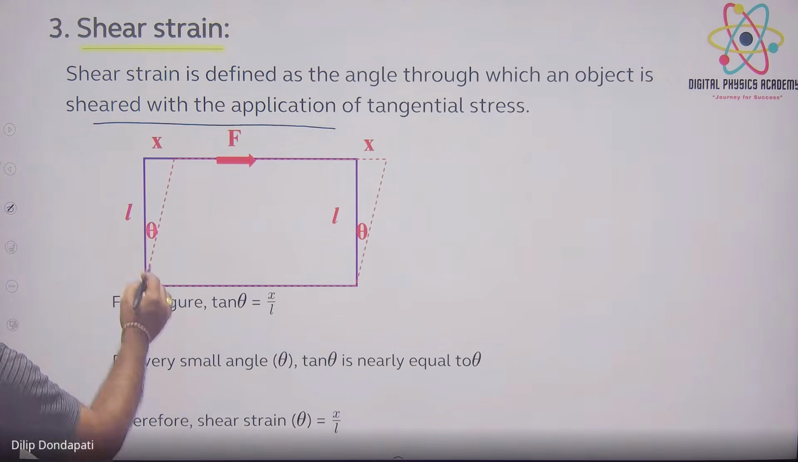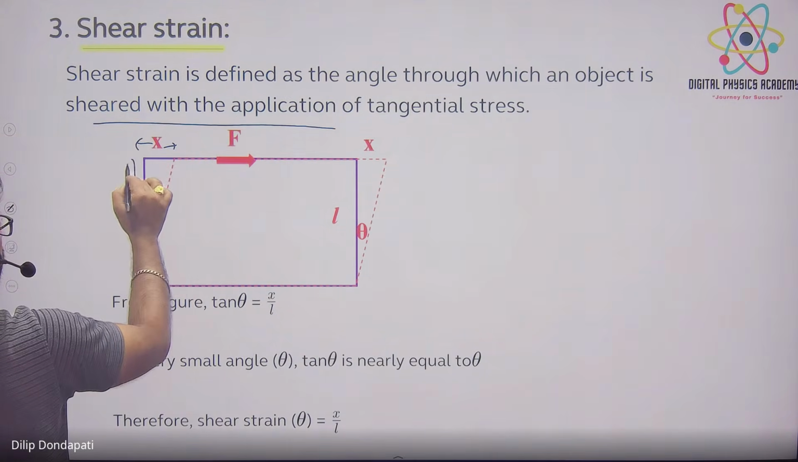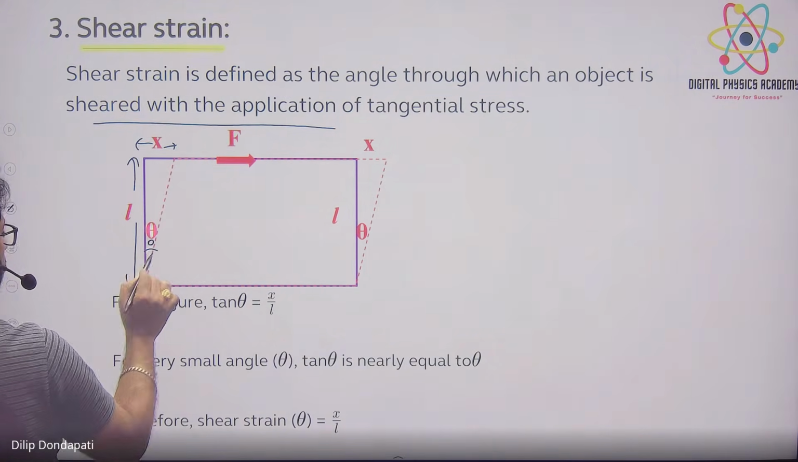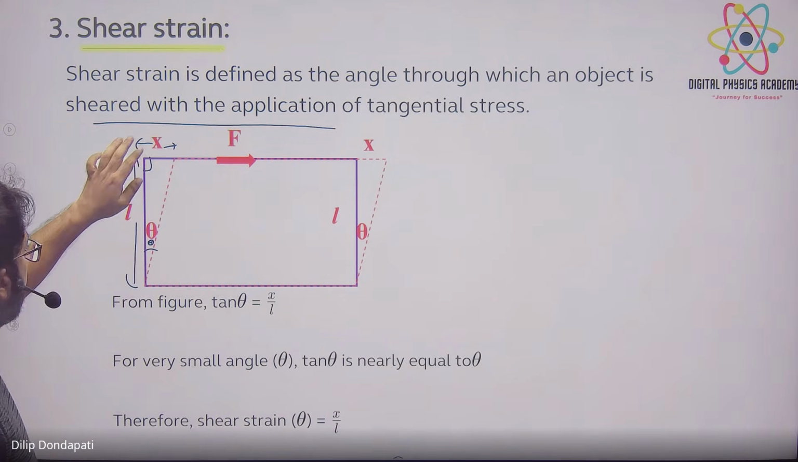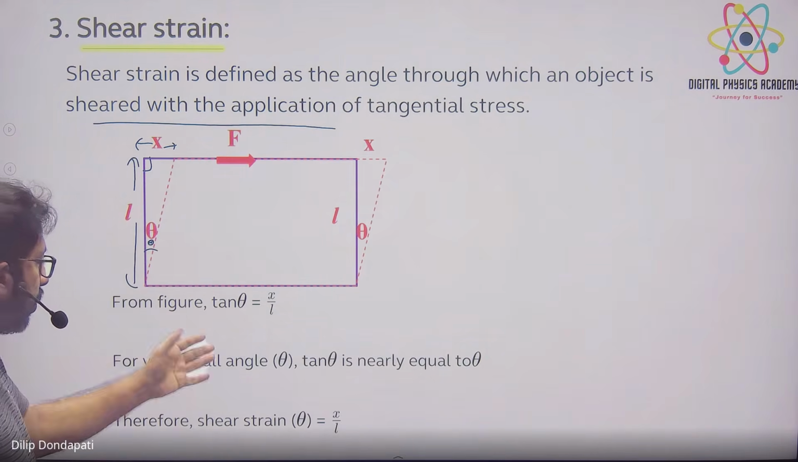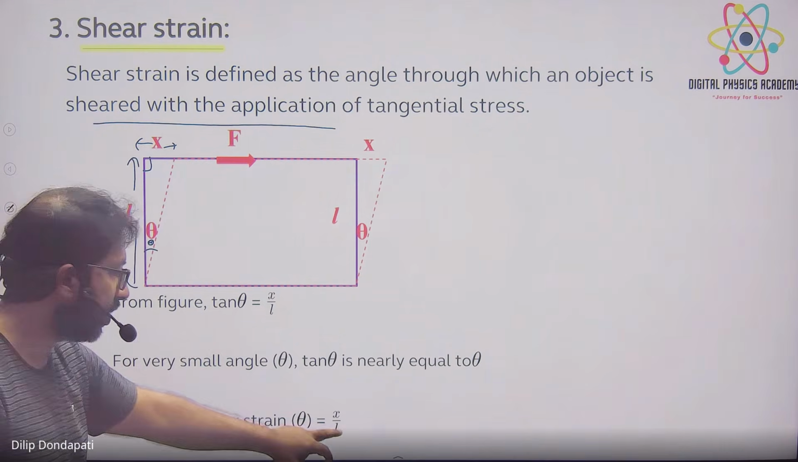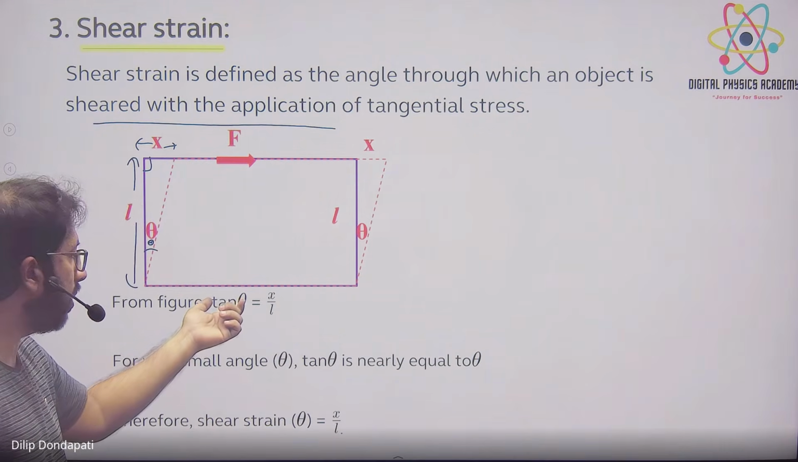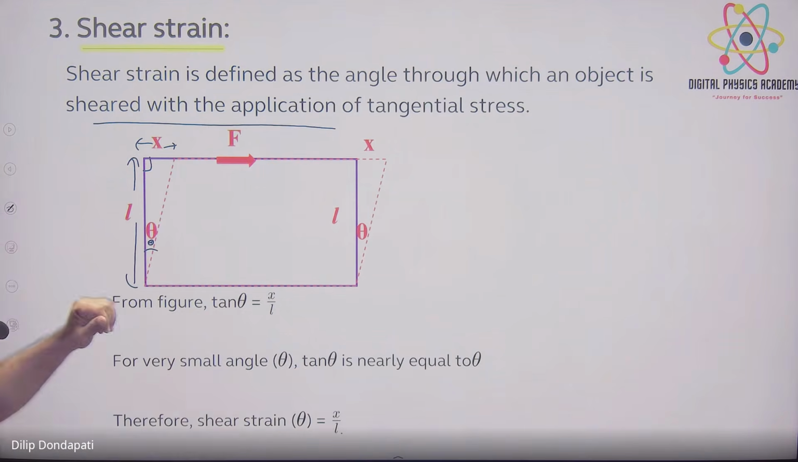देखो, initially I told, right, ये applying tangential force, ये x distance घुमा है, ये original length L है and theta है. Okay. So what is tan theta in this right angle triangle? Opposite by adjacent, right? And shear strain is what? X by L we call as shear strain. And whenever theta is small, tan theta को theta replace करने वाला है.